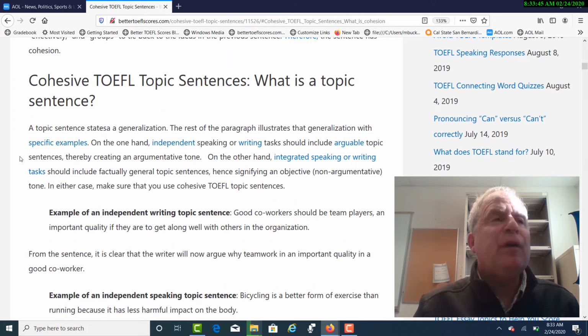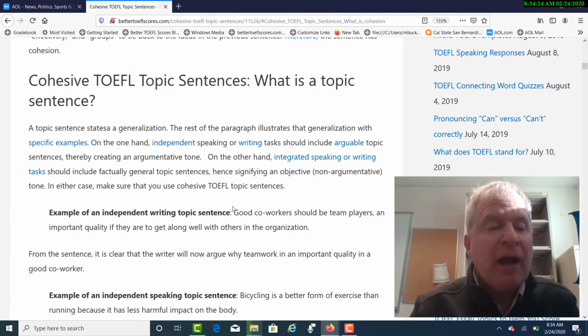Now let's talk about cohesive TOEFL topic sentences. A topic sentence states a generalization. The rest of the paragraph illustrates that generalization with specific examples. On the one hand, independent speaking and writing tasks should provide arguable topic sentences, thereby creating an argumentative tone. On the other hand, integrated speaking or writing tasks should include factually general topic sentences, hence signifying an objective, non-argumentative tone. In either case, make sure that you use cohesive TOEFL topic sentences.